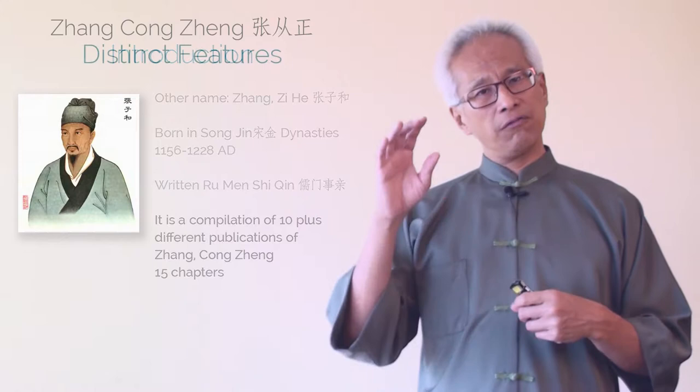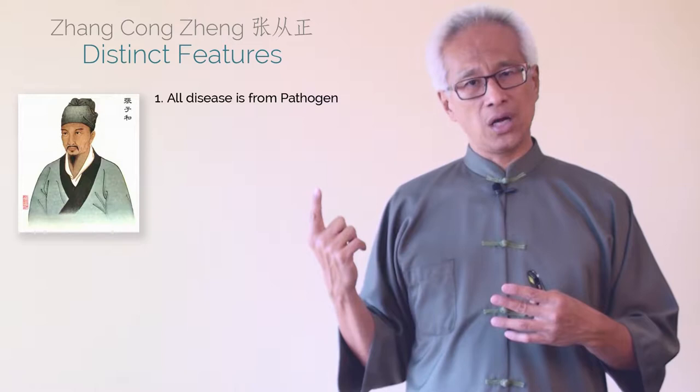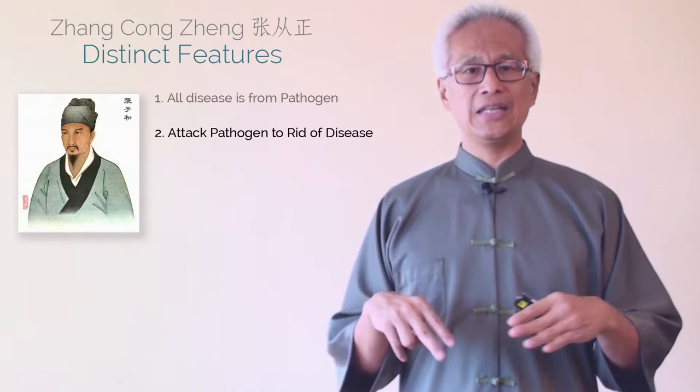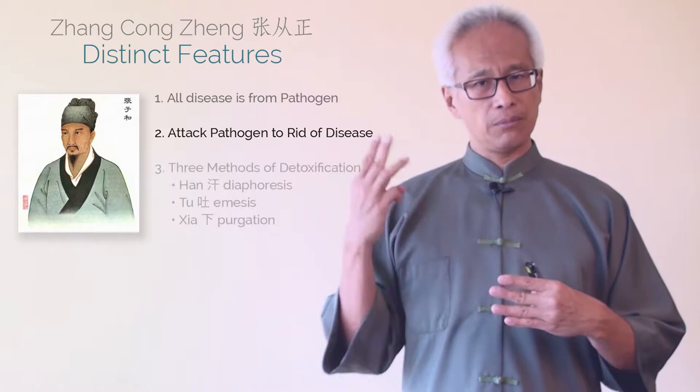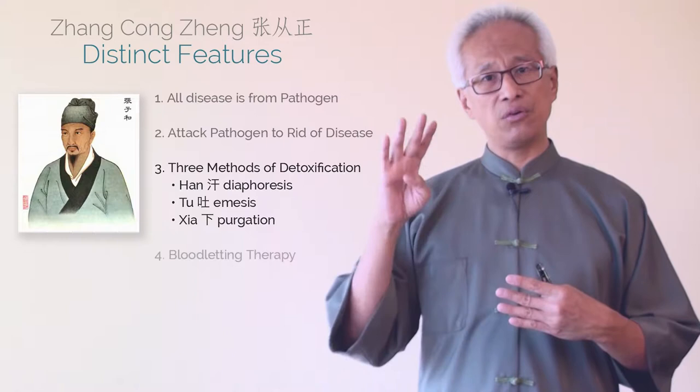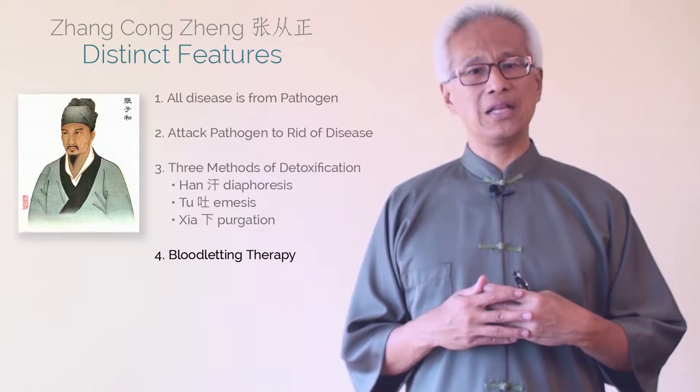And there are four distinct features, contributions, and school of thought from Dr. Zhang Chongzhen. One is that all diseases, regardless of endogenous or exogenous, all came from pathogens. Number two, attacking pathogens is basic. It is the fundamental. It is the way to get rid of diseases. Number three, development of the three methods of detoxification: the diaphoresis method, emesis method, and purgation method. And number four, he also very much invented this whole bloodletting therapy.